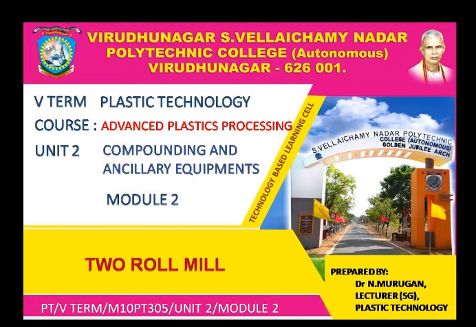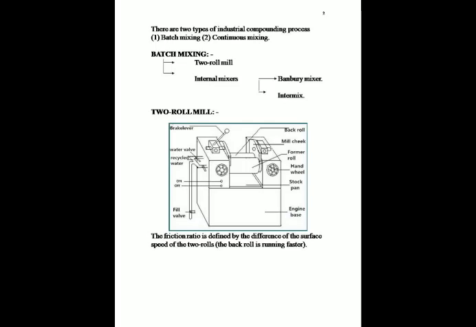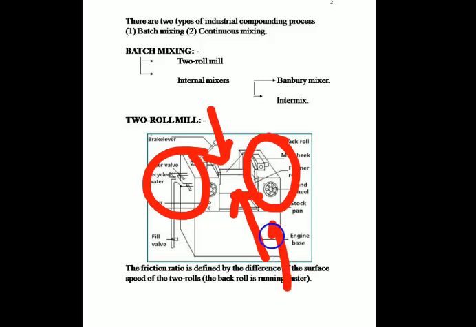First of all, what is a two-roll mill? We will discuss elaborately about its construction. It is the simplest machine for intensive mixing. It consists of two horizontal parallel rolls, which are supported through strong bearings, that is frictional bearings, in the mill frame. This is the frame, the mill frame.